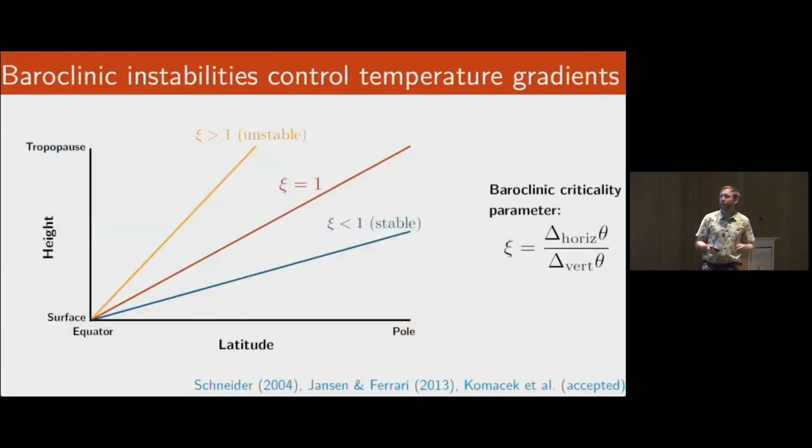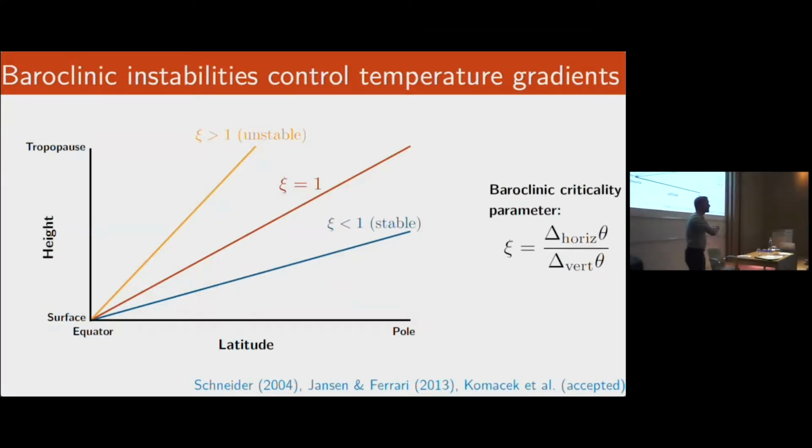And so I just want to introduce a concept here that I'll be referring back to. So what I'm plotting on this diagram, these different lines, they're isentropes. So they're contours of constant potential temperature in the atmosphere, or contours of constant entropy. And the y-axis here is height, going from the surface to the tropopause. And the x-axis is latitude, going from the equator to the pole. And so I'm plotting here one line, the red line, which has a slope that I'm defining as a slope of 1. So it's an isentrope that rises from the surface at the equator to the tropopause at the pole.